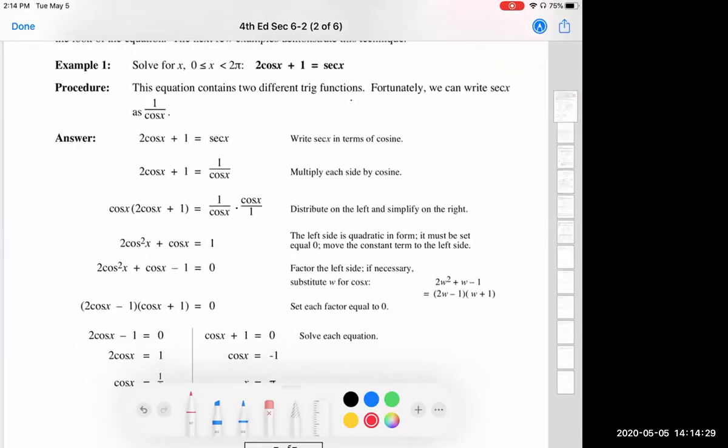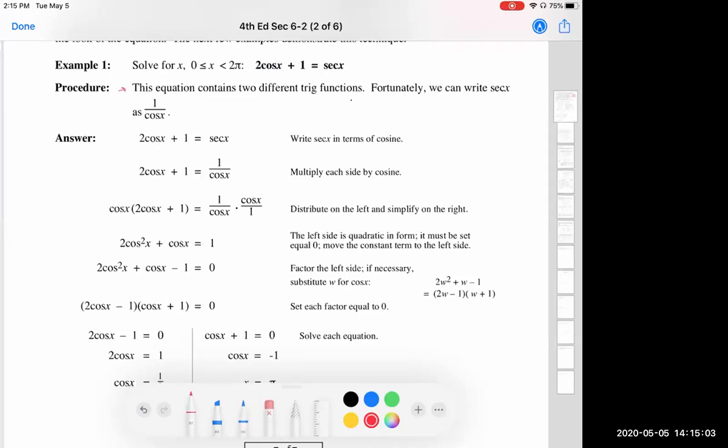Okay, let's work on example 1. Solve for x when x is between 0 and pi for 2 cosine of x plus 1 equals secant of x. So the problem here is secant and cosine, they're not the same trig function. So I want to write it with either all of them being cosine or all of them being secant. I can't work with different trig functions.